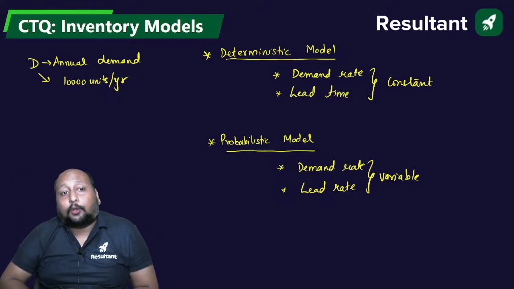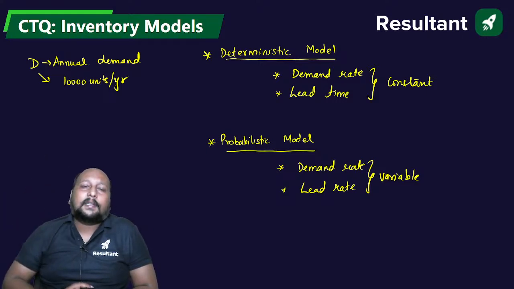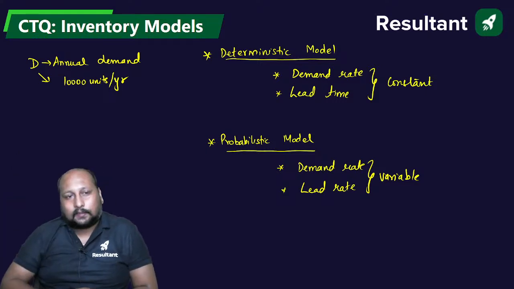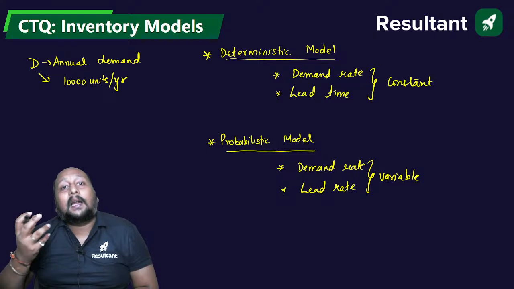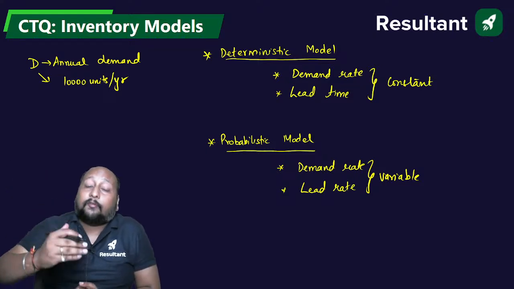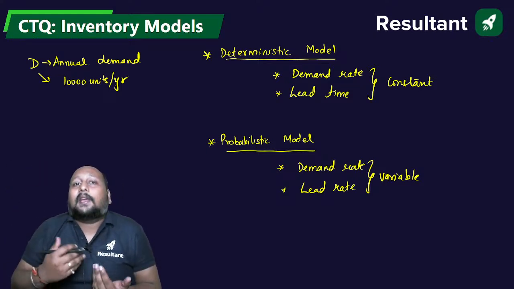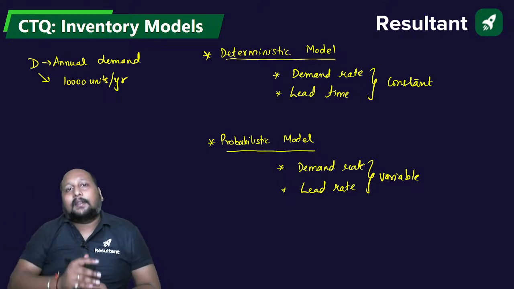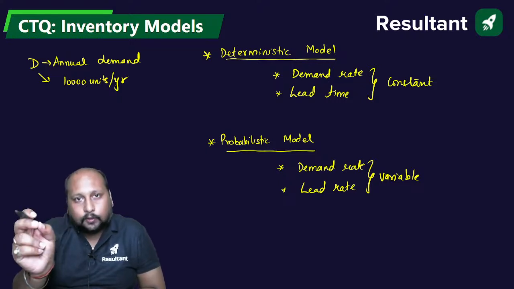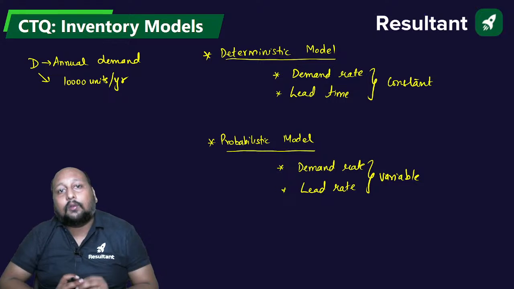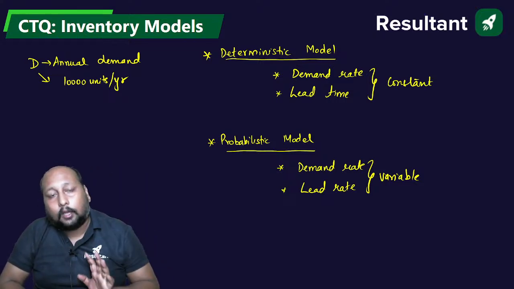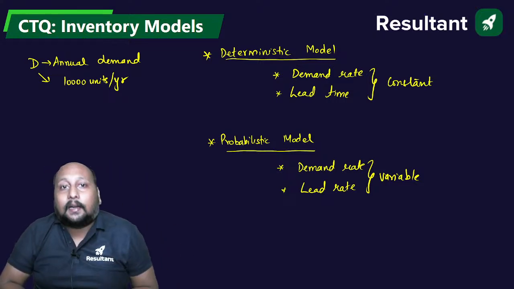Okay. Now the question is, if I want to convert this into a per day basis, that means how much will be the demand rate for one day or for 1 week or for 1 month? How can we calculate it? We can simply divide by 365, 10,000 divided by 365. That will give you the number of units required per day, or consumption rate, or demand rate.